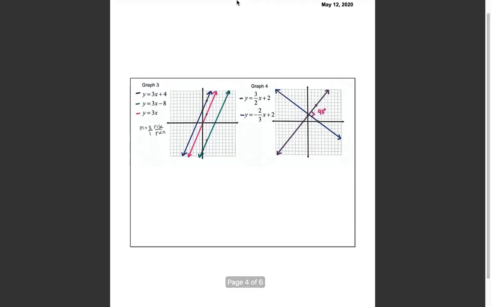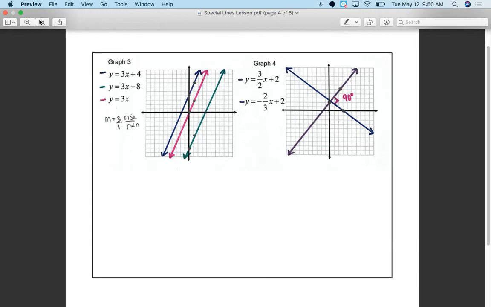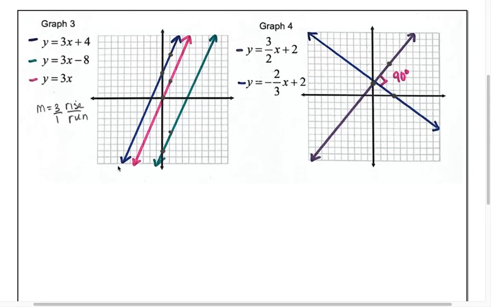So when we look at those graphs in a little bit more detail, for graph number 3, I've got my graph of the 3 lines here, my blue, my green, and my pink. And when I graphed these lines, what I noticed is that they were all parallel to each other. So when I drew the lines, I noticed that they never crossed each other. And even if I extended them forever in either direction, backwards or forwards here, I can visualize that these are never going to cross with each other because they are parallel.